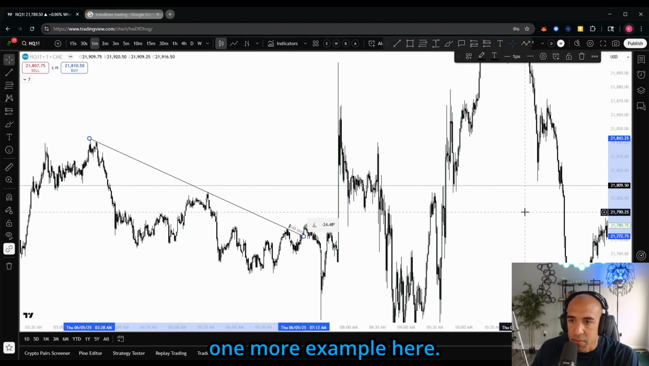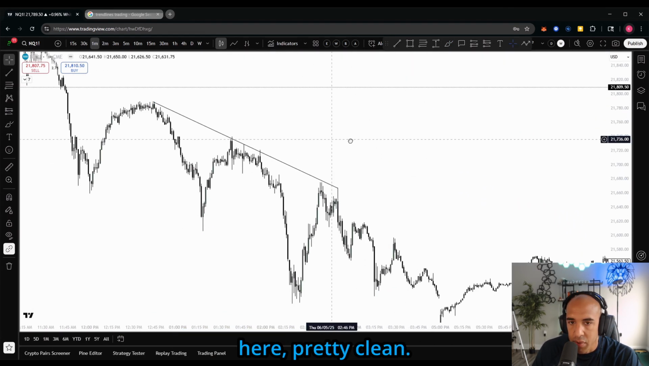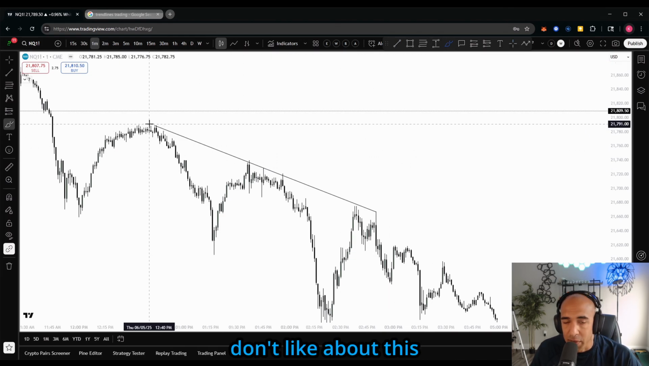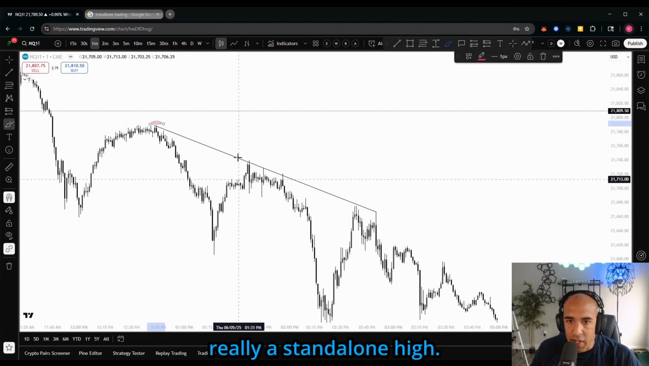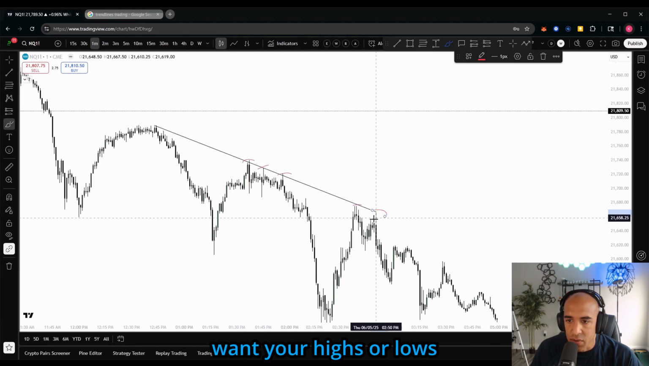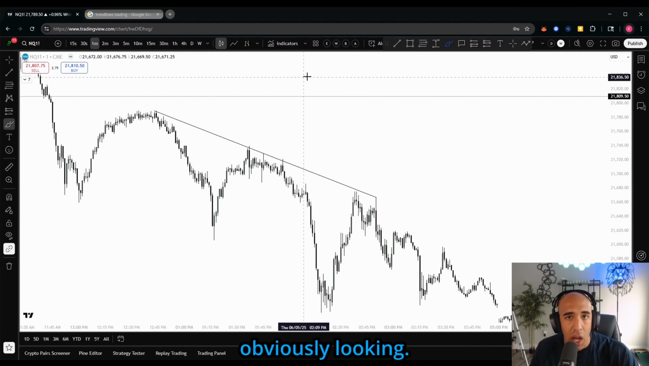And let's look for one more example here. Trend line right here, pretty clean. I like this. This is more of a B to A grade setup. The only thing I don't like about this is that this high isn't really a standalone high. So one thing you want to note with trend lines, and a little tip, is that you want your highs or lows to be pretty standalone or obviously looking.